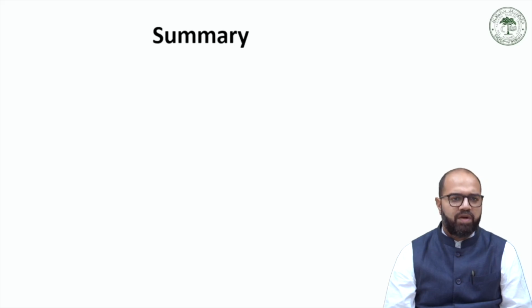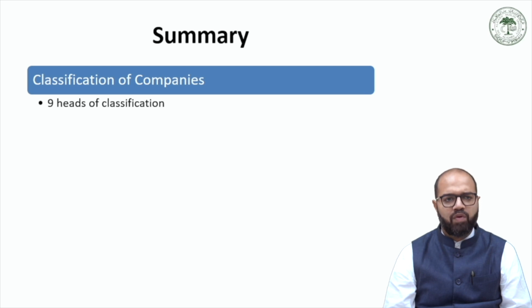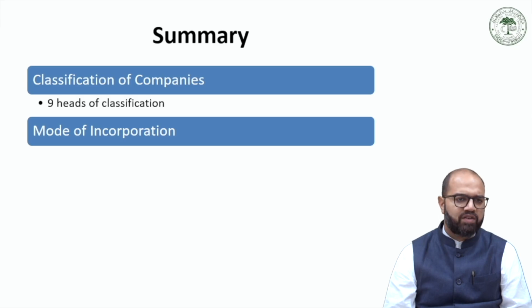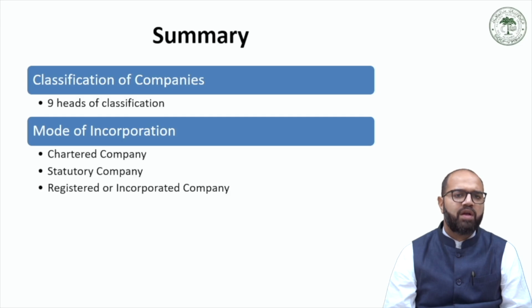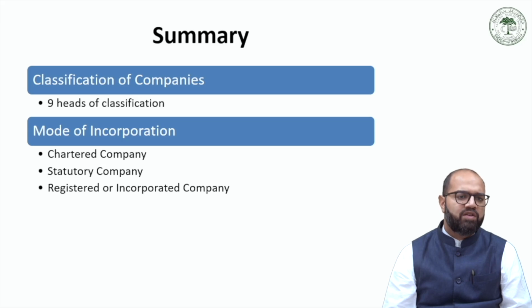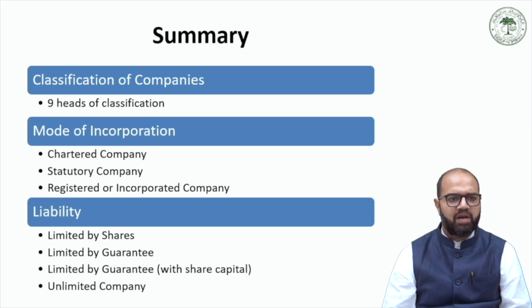With this, we would now briefly summarize the contents of this lecture. Beginning with, we had discussed the classification of companies and had an overview of the 9 heads of classification. From those 9 heads of classification, we have undertaken a discussion on the first 2 heads, that is the mode of incorporation, in which we discussed the 3 kinds of companies differentiated by the factors through which they are brought into existence: chartered company, statutory company, and registered or incorporated company. Then on the basis of liability, we have discussed 4 kinds of companies, that is company limited by shares, company limited by guarantee, company limited by guarantee with share capital, and unlimited company.